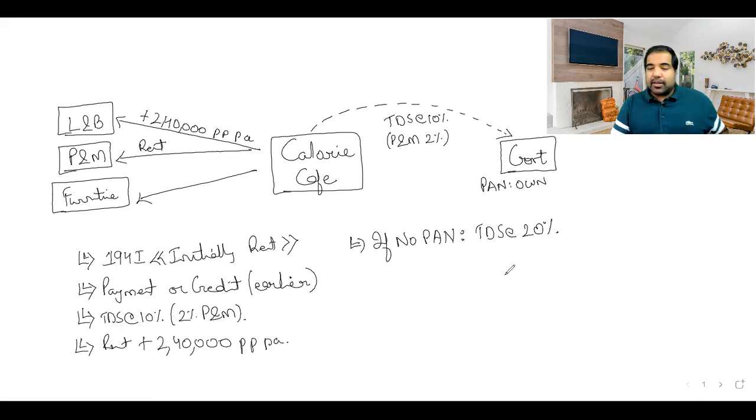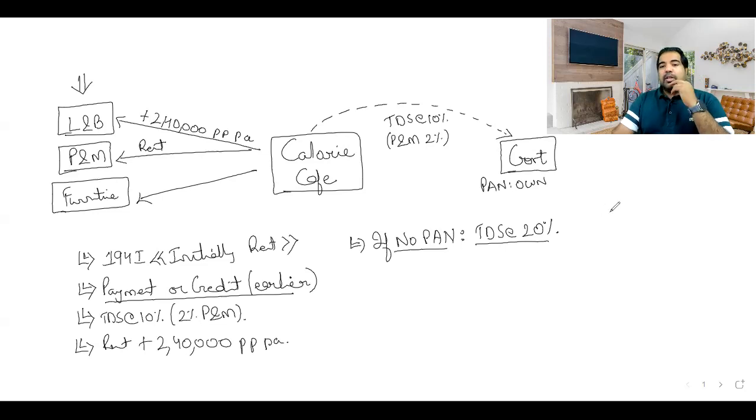So this is a section, guys. Two things here are very common. One, payment or credit, whichever is earlier. This will get repeated a lot of times. And if no PAN, then TDS will be at the rate of 20%, because you got to reveal yourself. You cannot hide yourself. If these people don't give their PAN number, then you will not have it, and you will not be able to give it to the government. So hence this will be TDS at the rate of 20%.